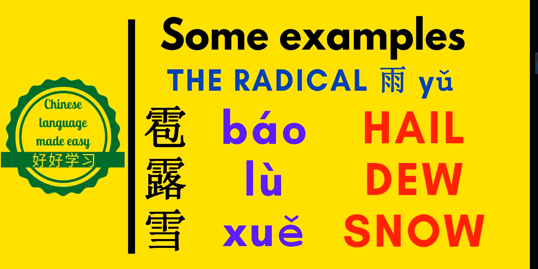So this is the English meaning: hail or hailstones, dew, and snow. So we can connect these characters with the radical sign yu, the raindrops. It has something to do with the raindrops.